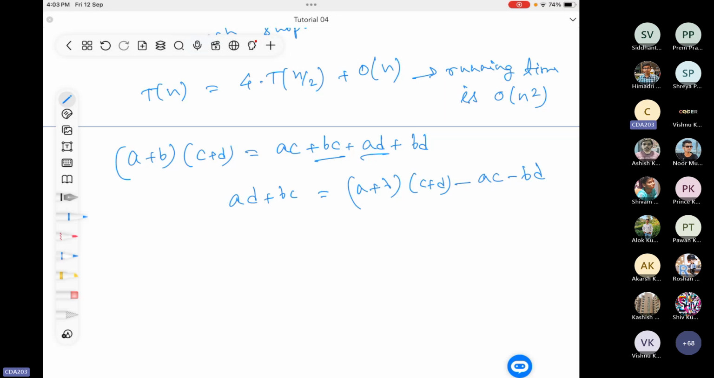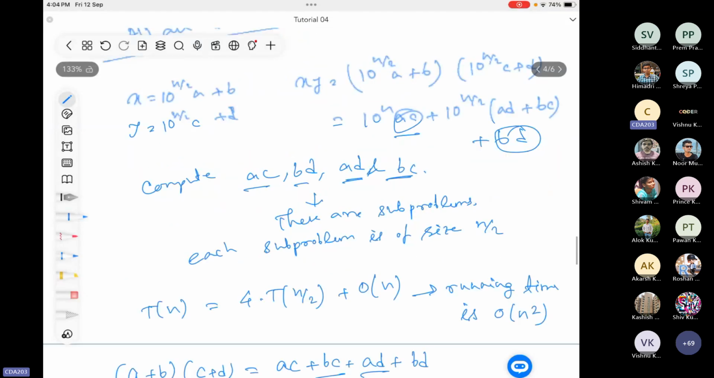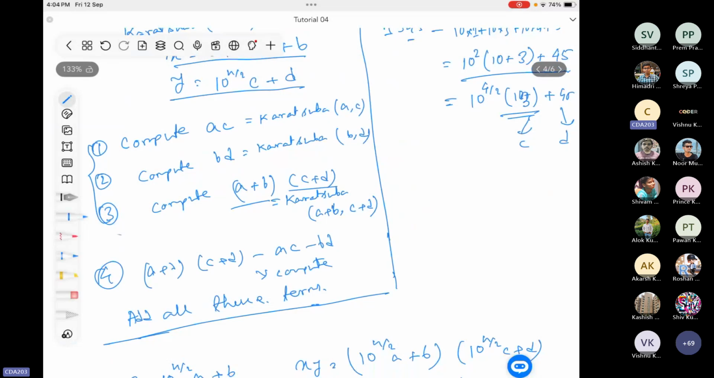Now you can see that we compute this AD and BC and their addition by just multiplying these two numbers. So we just need to compute three multiplications: AC, BD, and A plus B, C plus D. Now I think the reason that we are doing these steps is clear. Why we are doing all these steps? Is it clear now, or is there any doubt? If anyone has a doubt, tell me.